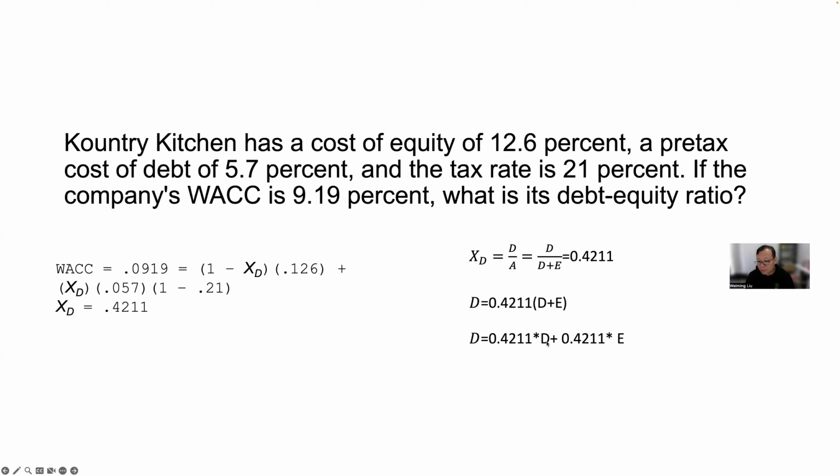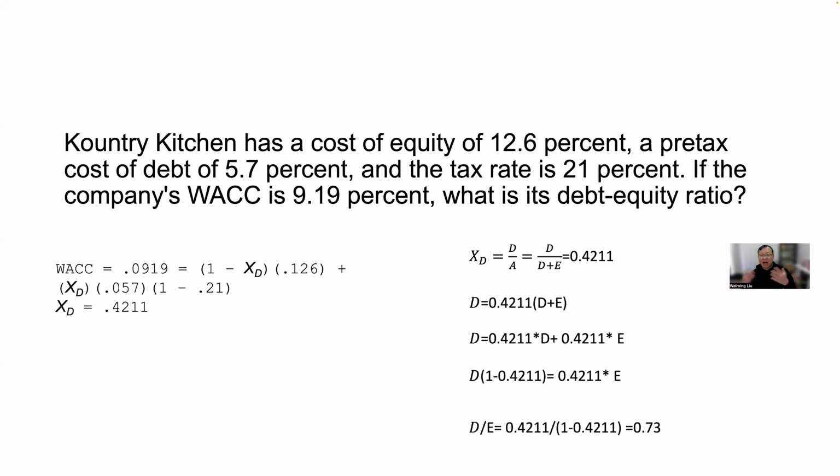Now I move all the D to the left side. So D times 1 minus 0.4211 equals 0.4211 times E. So now D over E, which is what I'm looking for, the debt to equity ratio, will equal 0.4211 divided by 1 minus 0.4211. So that is 73%.